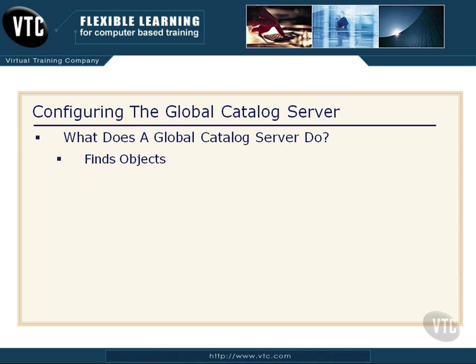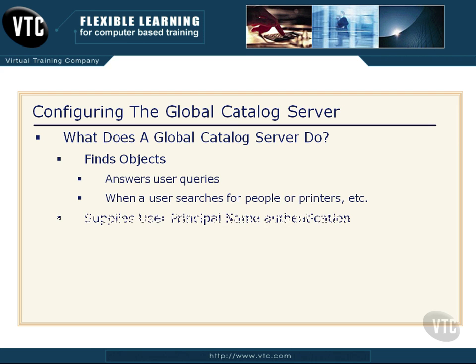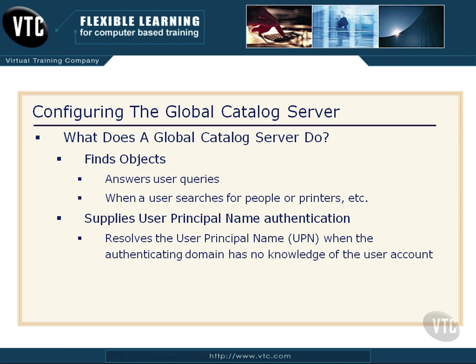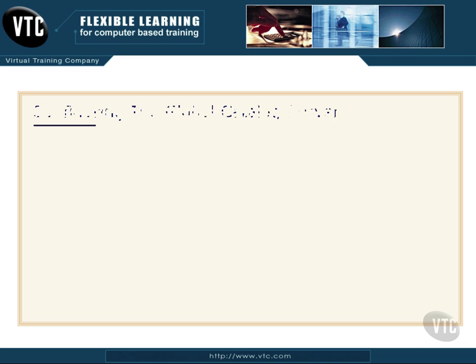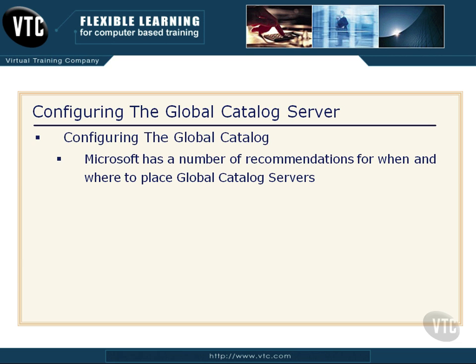So what exactly does it do? It finds objects. It answers user queries when you search for people or printers. It supplies user principal name authentication. It resolves that UPN when the authenticating domain has no knowledge of the user account. You've gone off into another domain, and the other domain says, I don't know who you are. The global catalog server can tell them where to find this person and get that authentication. It also supplies universal group membership information in a multi-domain environment. So this thing does an awful lot of work.